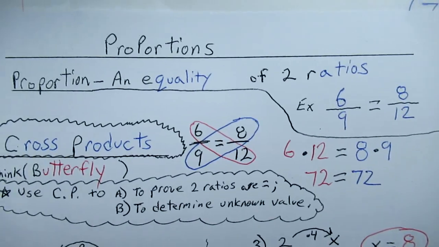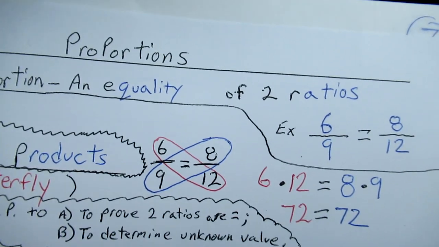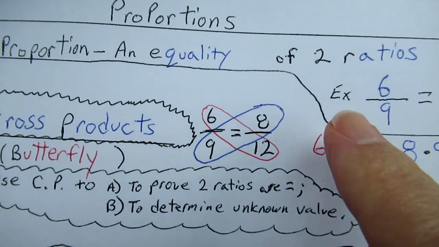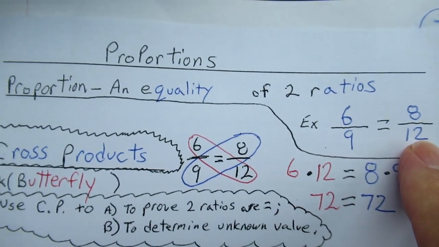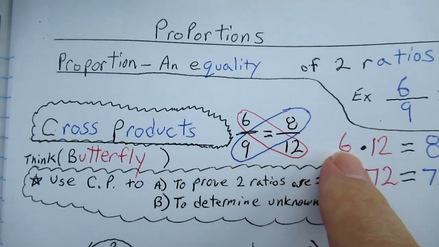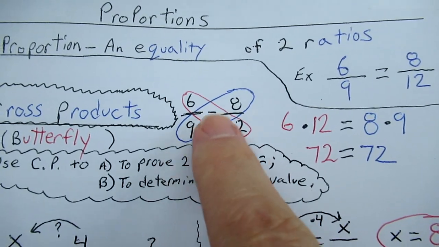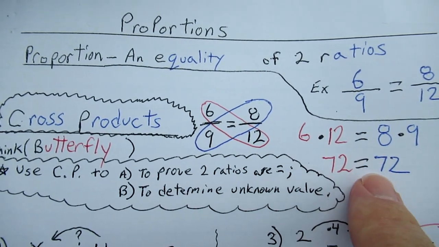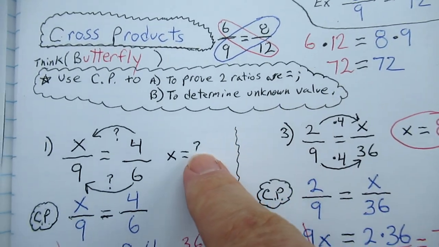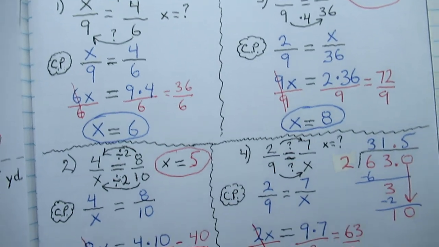Then we talked about proportions. In proportions, if you remember, that's when we have two ratios that are equivalent. That's what makes a proportion. And we can check that by using cross products, right? 6 times 12 is the same as 9 times 8. And we can also use that to find a missing number. And so we did lots of examples like that.